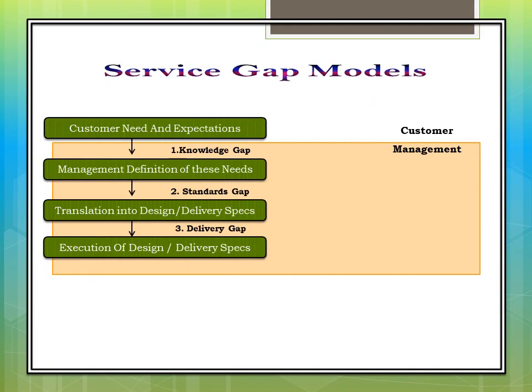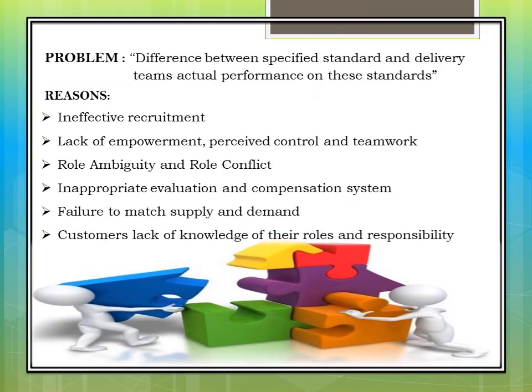The third gap is the delivery gap. It is the gap between translation into design or delivery specification and execution of design or delivery specification. Problem: difference between specified standard and delivery team's actual performance on these standards. Reasons: first, ineffective recruitment. Second, lack of empowerment, perceived control and teamwork.